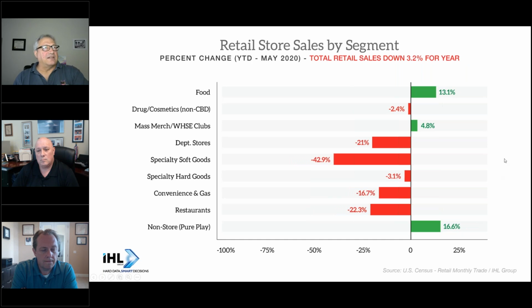Now, this is a different comparison. This is year to date for 2020 versus 2019. Retail sales are down 3.2% compared to last year.